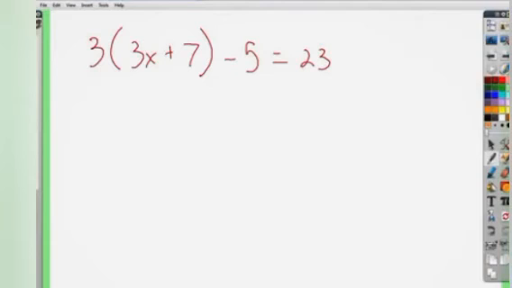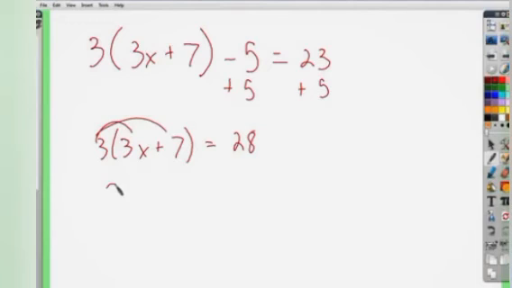So I actually think I might have gotten this wrong. What did you do first? So I added 5. Would that be good? Yes, you could do that. Add 5 to both sides, so this is 28. Then I did the distributive property and got 9x plus 21 equals 28. And then I subtracted 21.